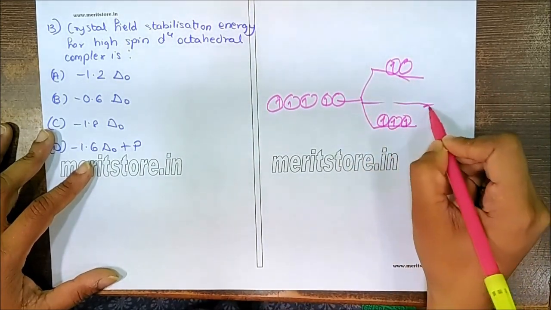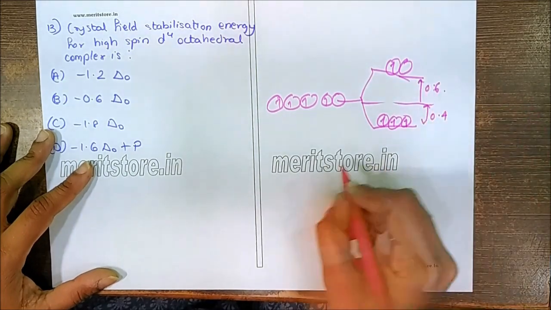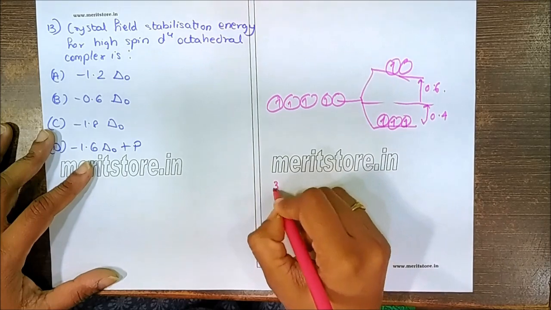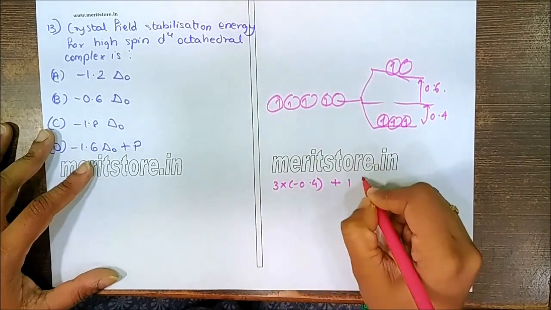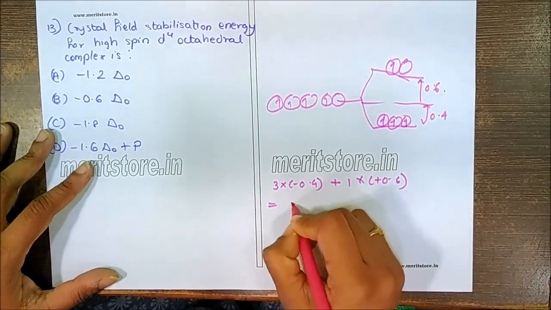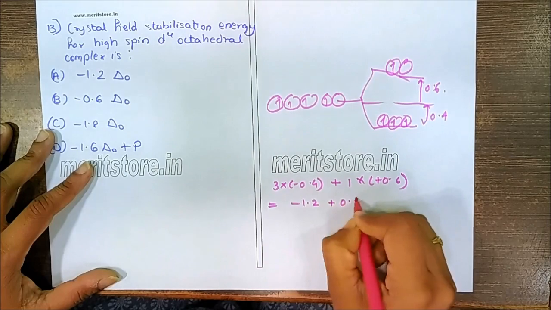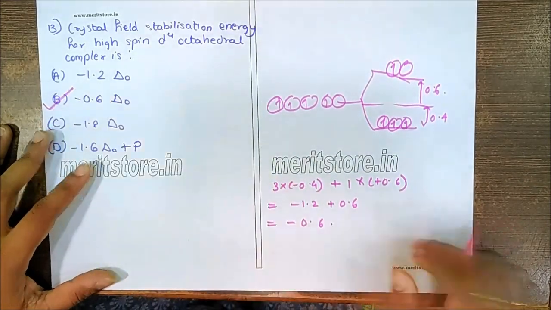So if I talk about here, it's 0.4 decrease and 0.6 increase. The decrease is because of 3 electrons, so 3 into minus 0.4 plus 1 electron into increase 0.6. So that is equal to minus 1.2 plus 0.6, so that is equal to minus 0.6. So our option is option B.